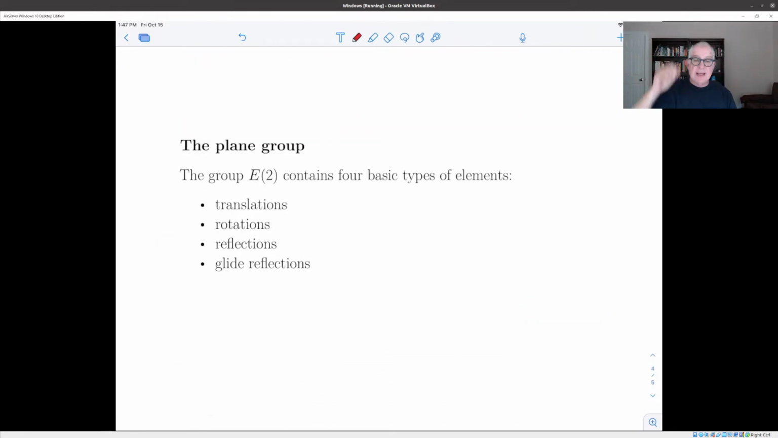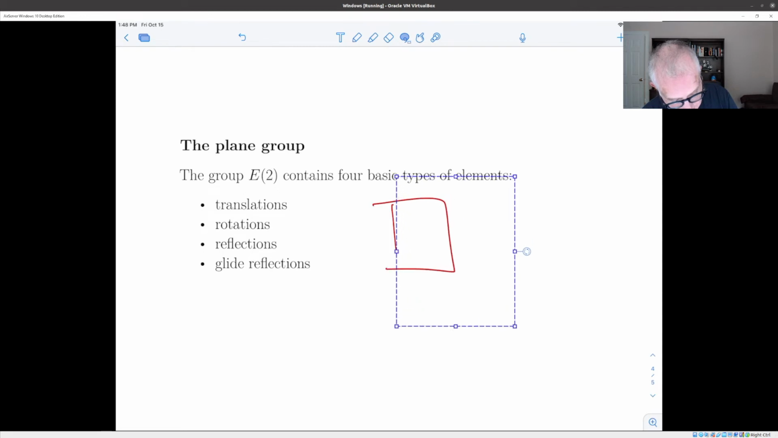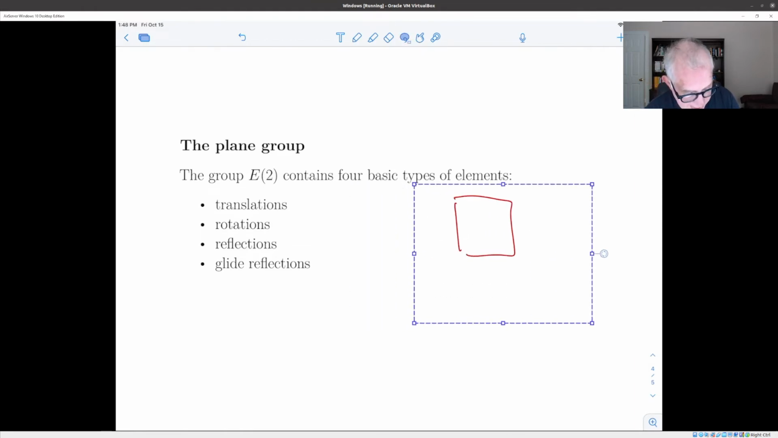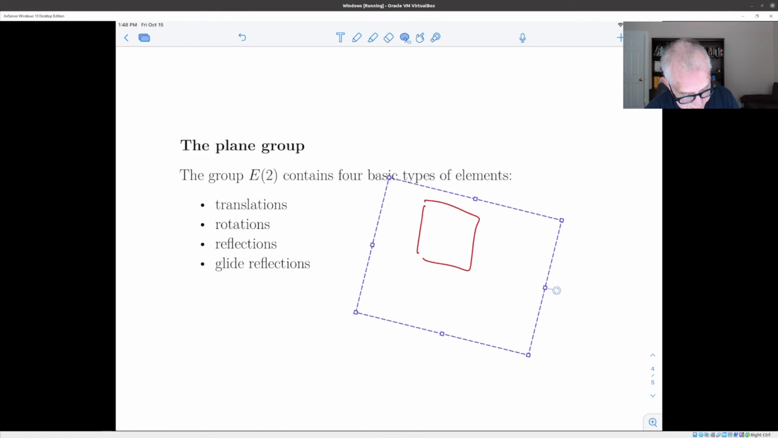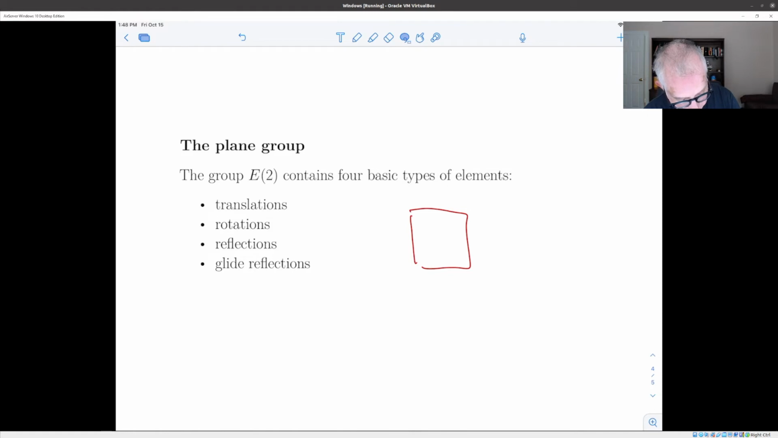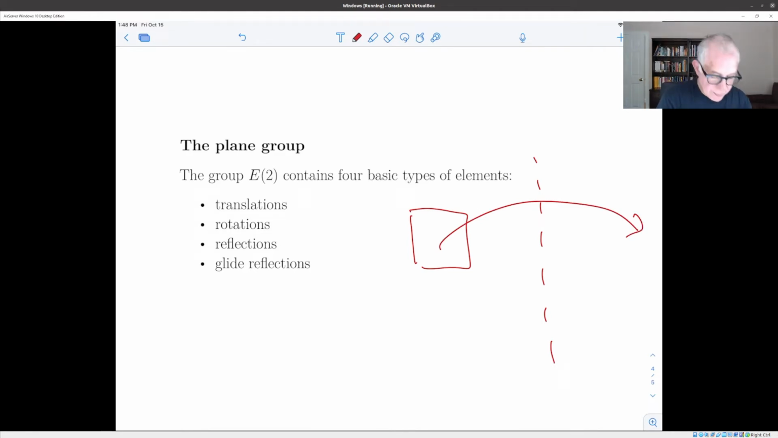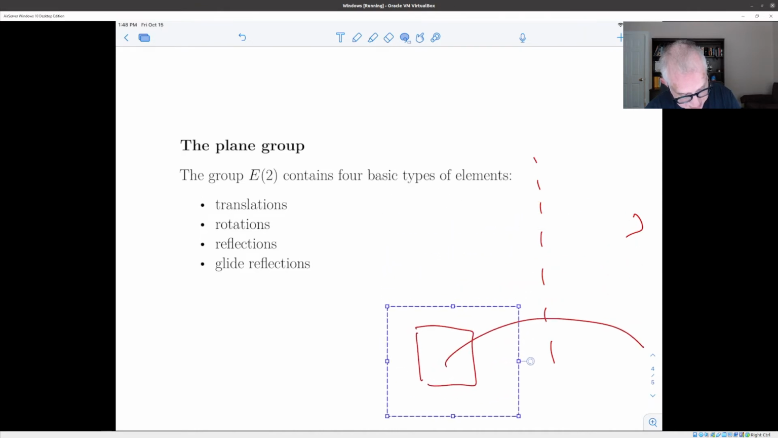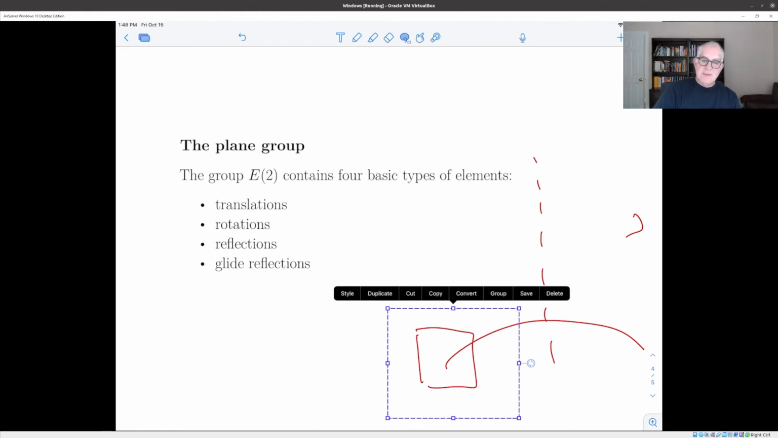If you look at the case of the plane and you ask yourself, what are the motions of the plane? They really come in four kinds. You can take the plane and you can translate it. You can rotate it. You can reflect it, which is not an option that my tool here gives me, but you could put a reflection line here, and you can reflect across that line. Or you can do what's called a glide reflection, which is a combination of a translation and reflection. That is to say, you could move this square down to here and then reflect it across. And those motions give you the basic types of motions of the Euclidean plane.